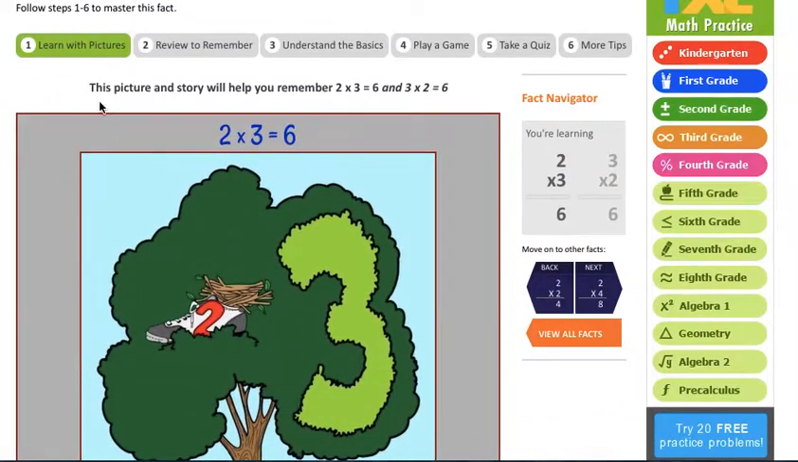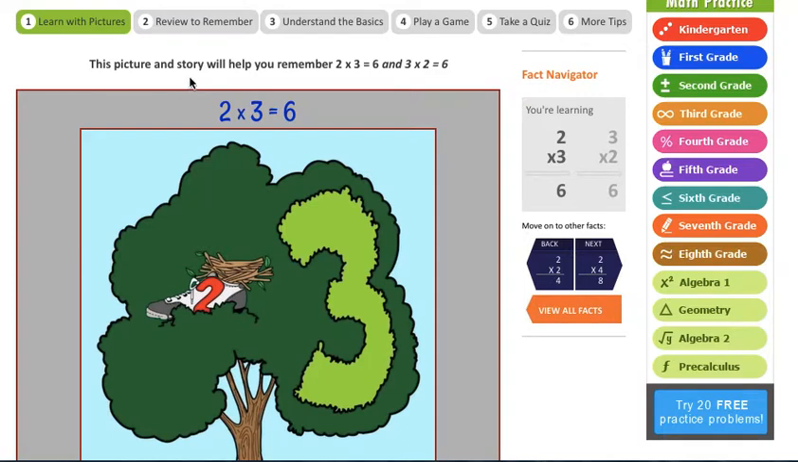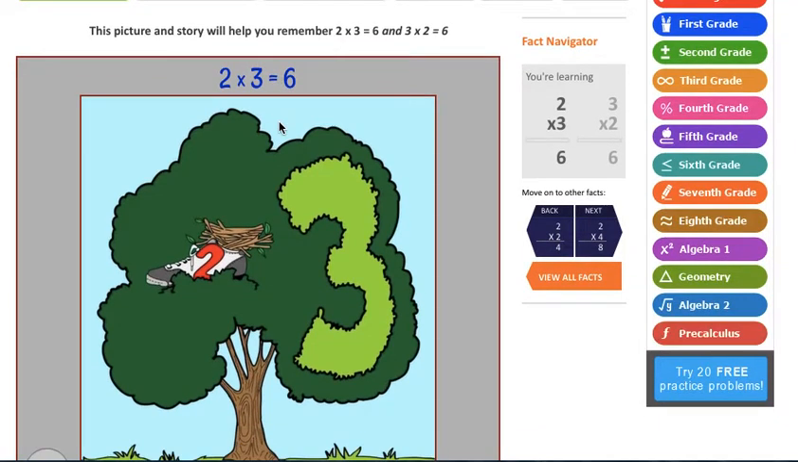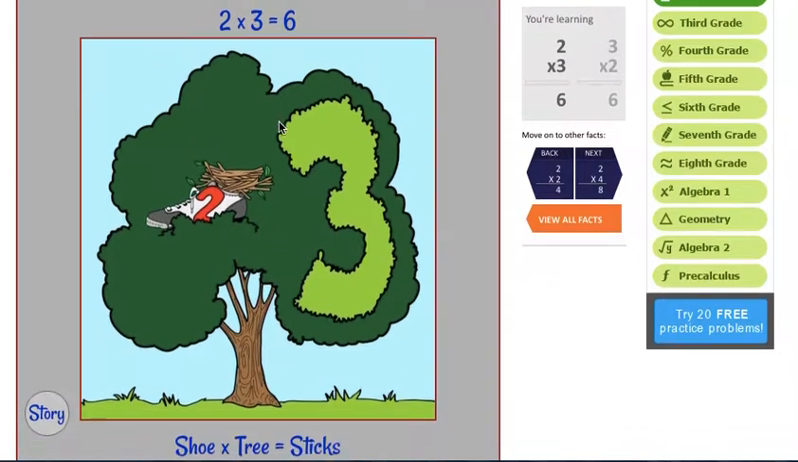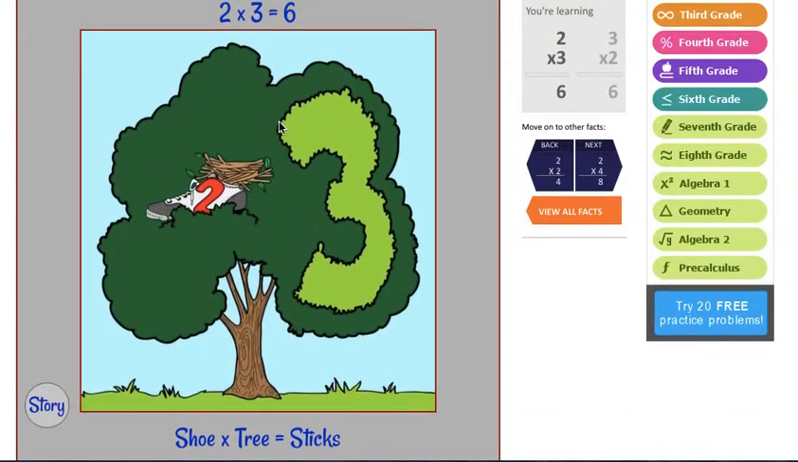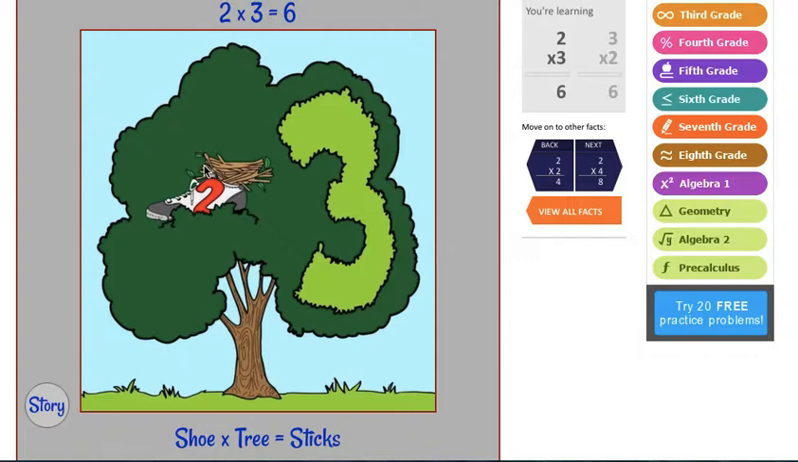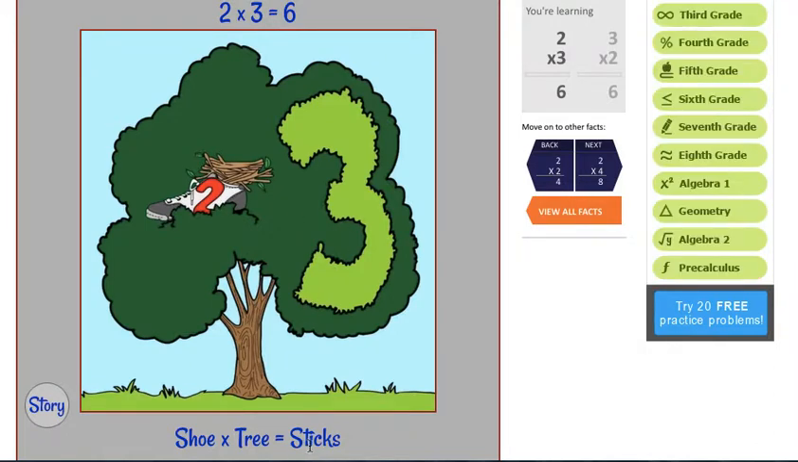Across the top, it says Learn the Fact. This picture and story will help you remember 2 times 3 and 3 times 2 equals 6. 2 times 3 equals 6. Shoe times tree equals sticks. Let's hear the story.